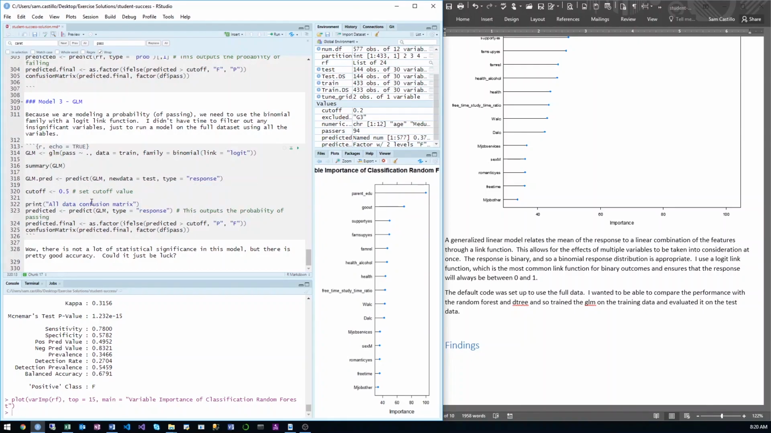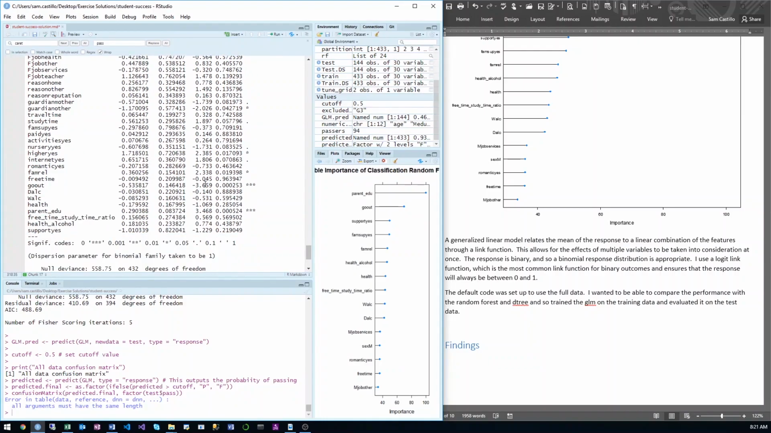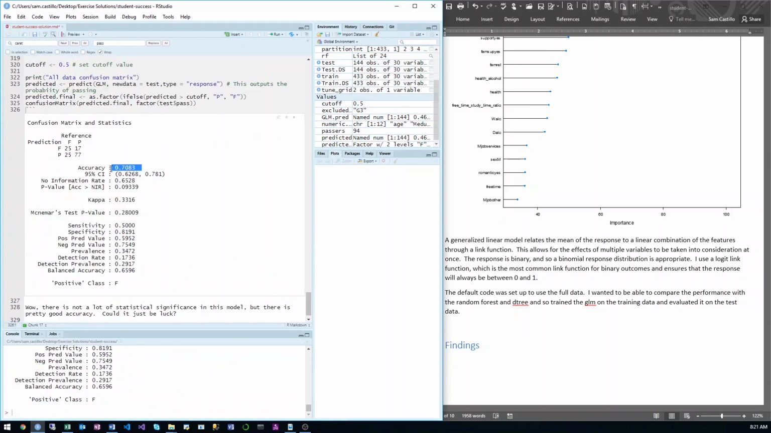And the cutoff is 0.5, but I really want this to be, well, I'll just keep it as is so that it's the default. And then here's predicted, and predicted final is based on DF pass, but this needs to be based on the test data. So many of the variables are not showing up as being significant. And this should be saying new data is equal to test. Okay, accuracy is 71%, which is higher.